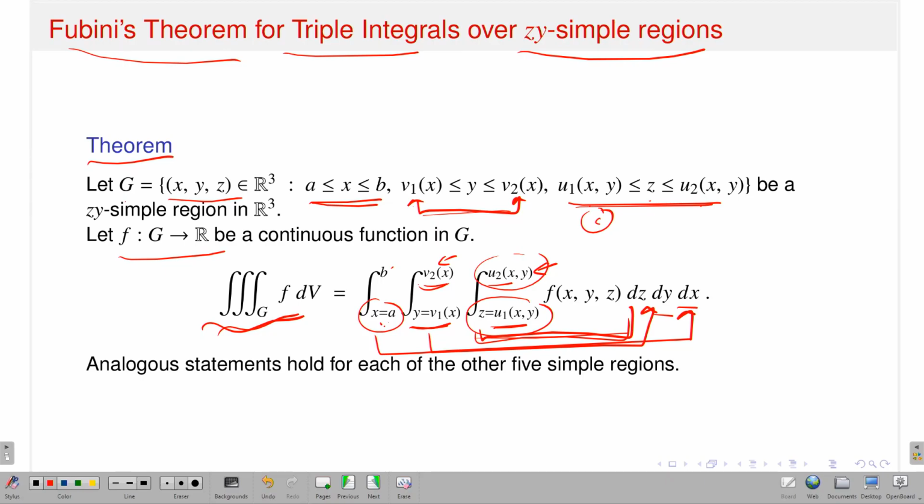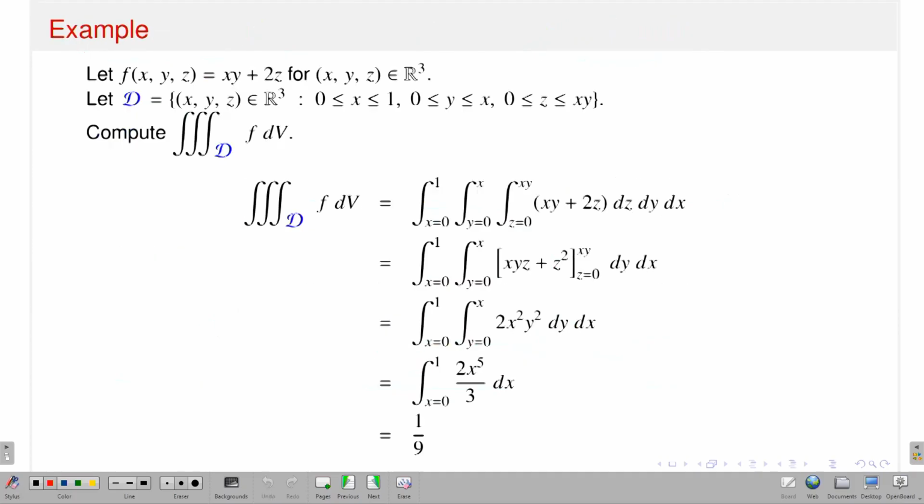Fubini's theorem says that if I have a function f which is continuous, and if your domain is zy simple, all the iterated integrals and the triple integral exist, their values will be the same, and hence I can evaluate my triple integral by performing the iterated integral in this order: first with respect to z, then y, and then x. I have written that analogous statements hold for each of the other 5 simple regions. I will talk about one or two, but for the others you can now guess at least how to adjust, depending on whether the domain is zy simple, yz simple or xy simple. I will calculate one example and then stop here.